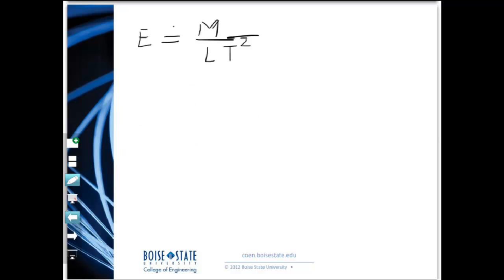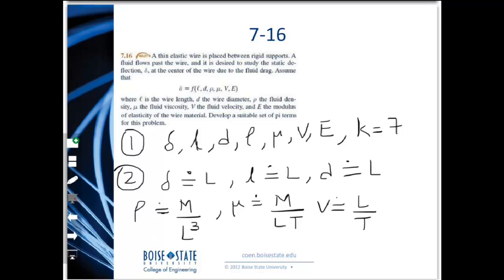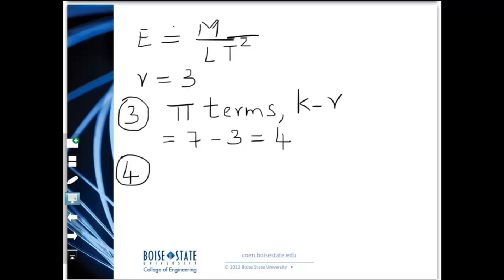For example, I can't pick L and D and rho together as one set of repeating variables, since L and D have the same dimensions, so you have a non-dimensional number there, L over D, so you should not do that. You can pick any other combination which doesn't result in a non-dimensional group by itself. Okay, so that's the key thing here.